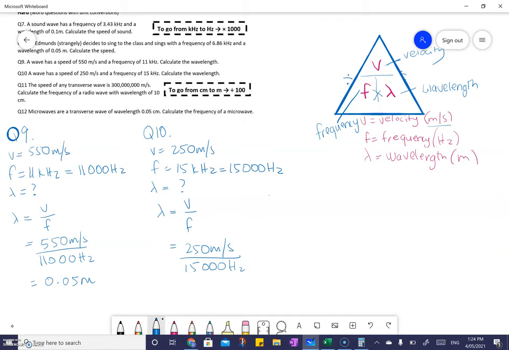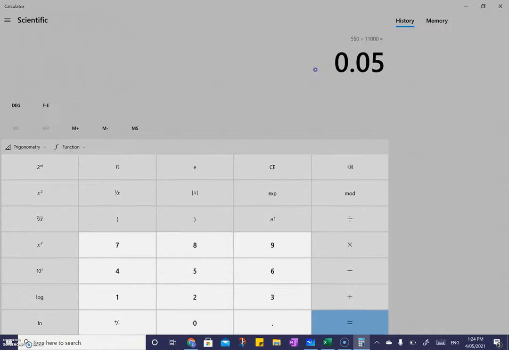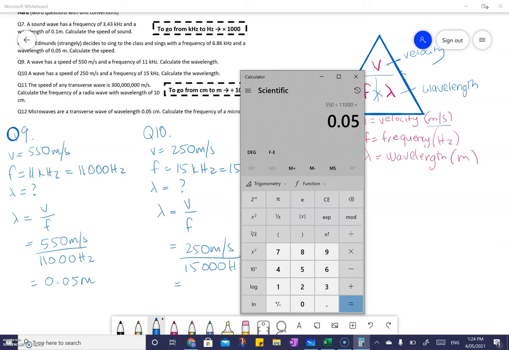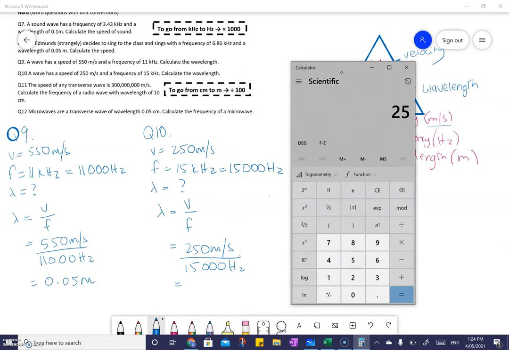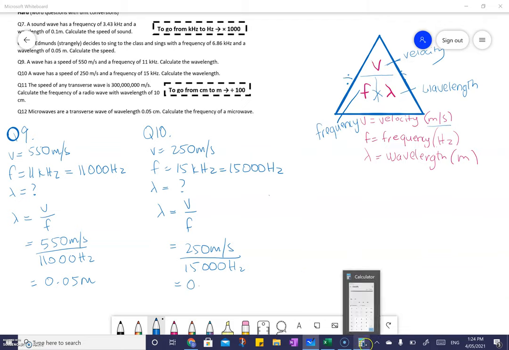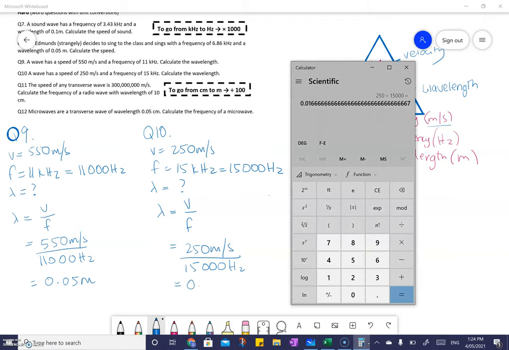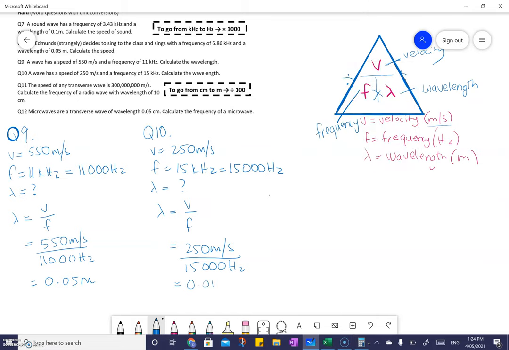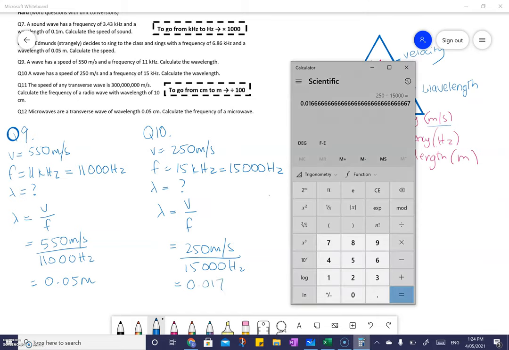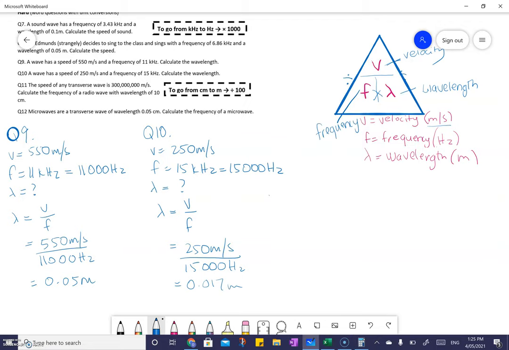Hertz, and our final wavelength is 250 divided by 15,000. Oh, very small number. We're not going to include all of that because it's ridiculous. So we're just going to have two significant figures. 1, 7 would be the rounding to that. 6 rounds up to 7. 666 rounds up to 7. So that's meters.